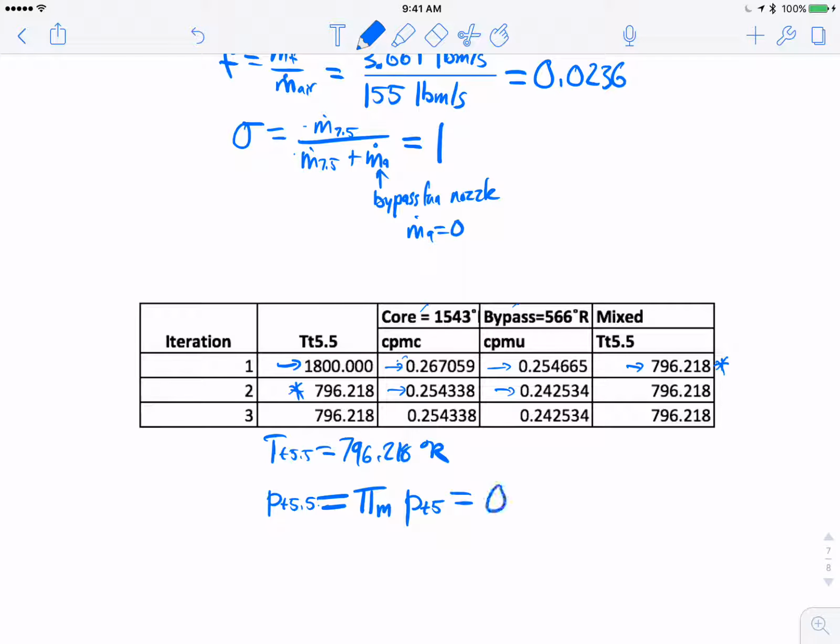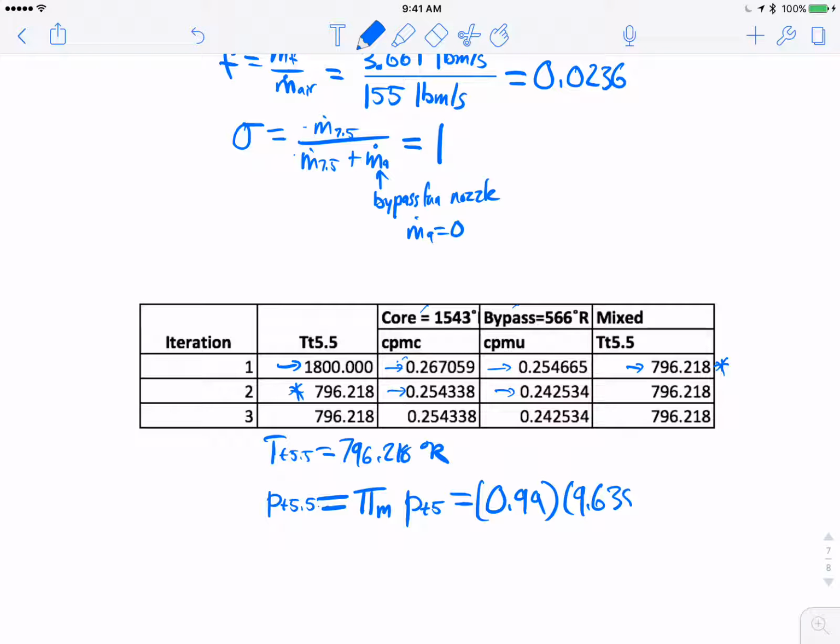So we'll have 0.99, our given mixer pressure ratio, times the turbine discharge pressure, 9.638 psia. So our new total pressure coming out of the mixer is going to be equal to 9.541 psia.